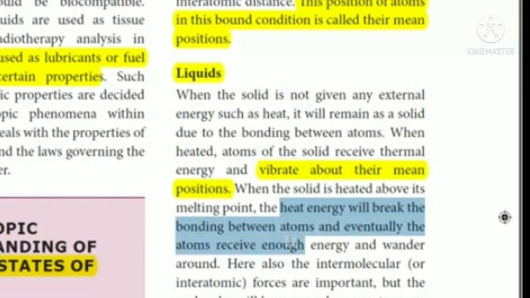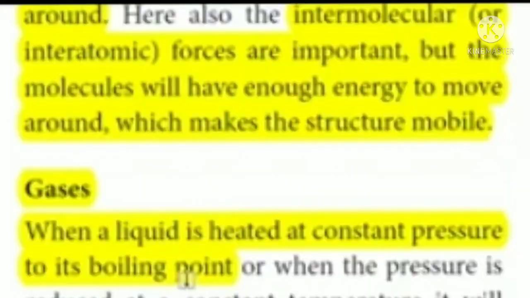When the solid is heated above the melting point, what will happen? The heat energy will break the bonding between the atoms, and the atoms receive enough energy and start to move. Here also the intermolecular forces are important. The molecules have enough energy to move around, and that is what makes the structure of the liquid mobile. Mobile means what? The atoms and molecules start to move freely.